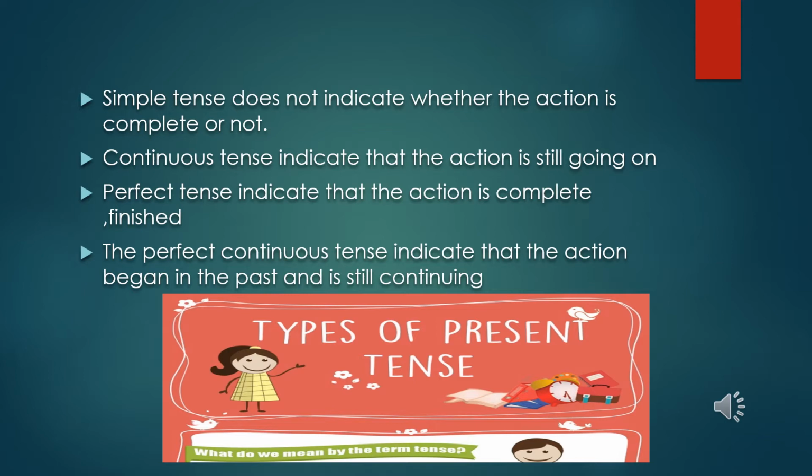Whereas in the continuous tense, we feel the action is still going on at the time of speaking. Whereas perfect tense indicates that the action is completed, it is finished. Whereas the perfect continuous tense indicates that the action began in the past and is still continuing at the time of speaking. So when we do more examples, it will be more clear to you.